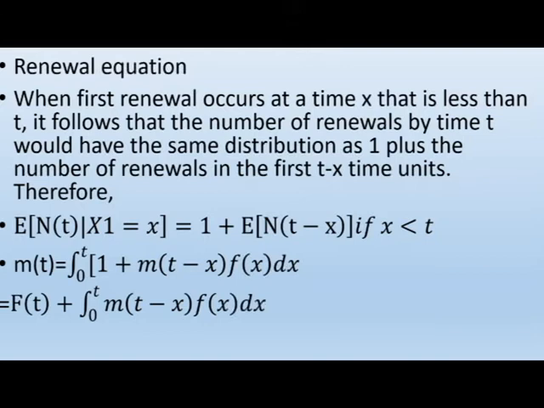I will specifically explain the one. Because a renewal occurs at time x, it means there must be a renewal at a previous time. So the probability of the previous renewal must be 1 because it has happened.